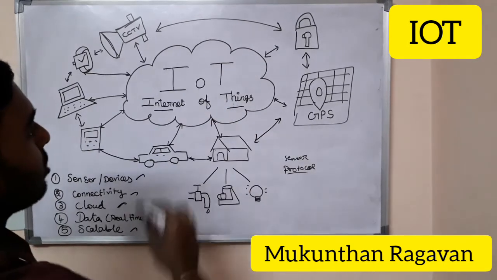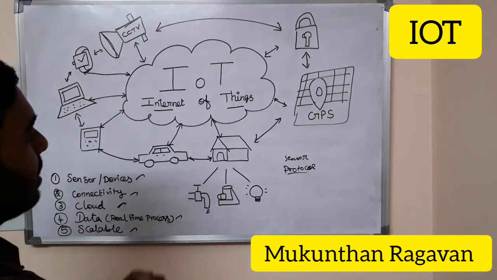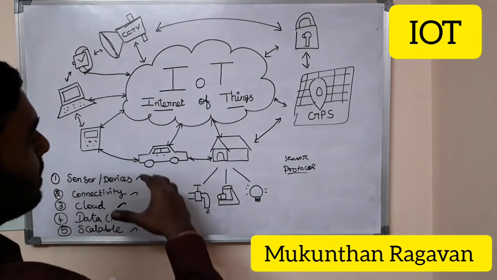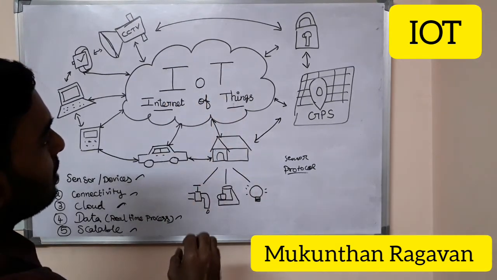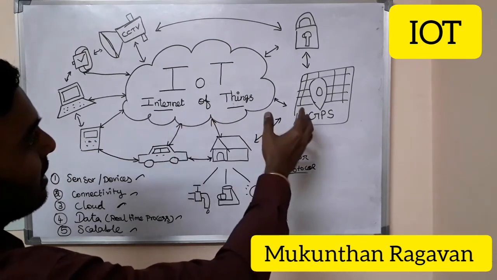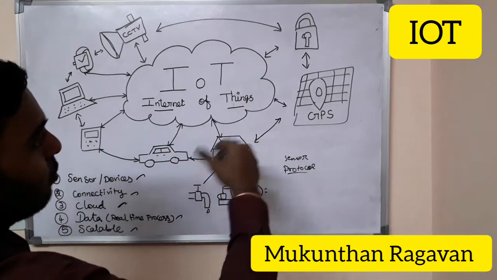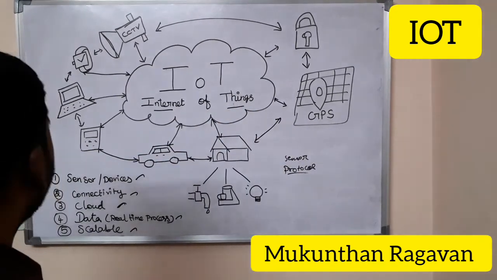At the same time, it will be connected to the cloud as well. That means your data or information is not only available across the devices, it will be available in the cloud itself. So from the cloud, any device can get the other devices' information and work accordingly. That is called Internet of Things.